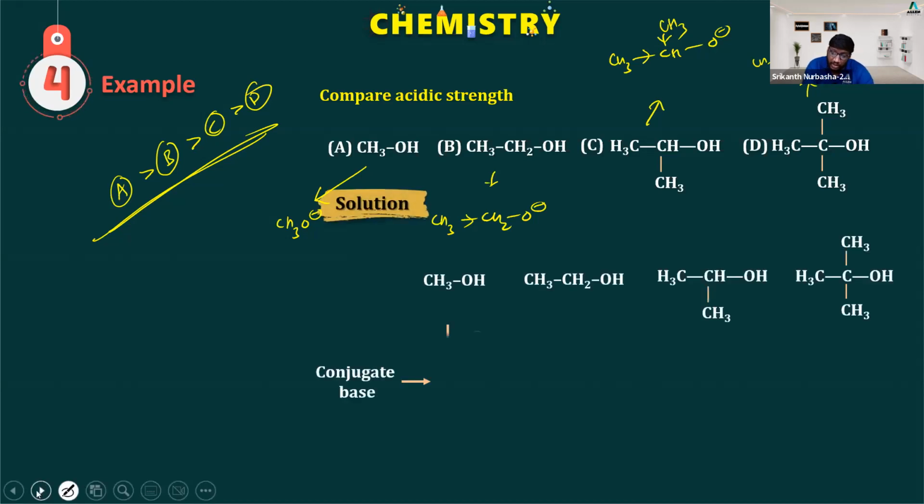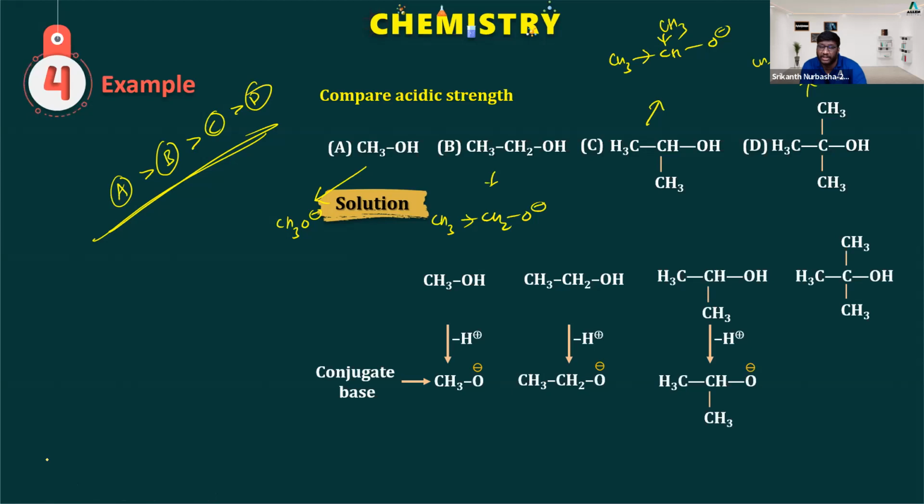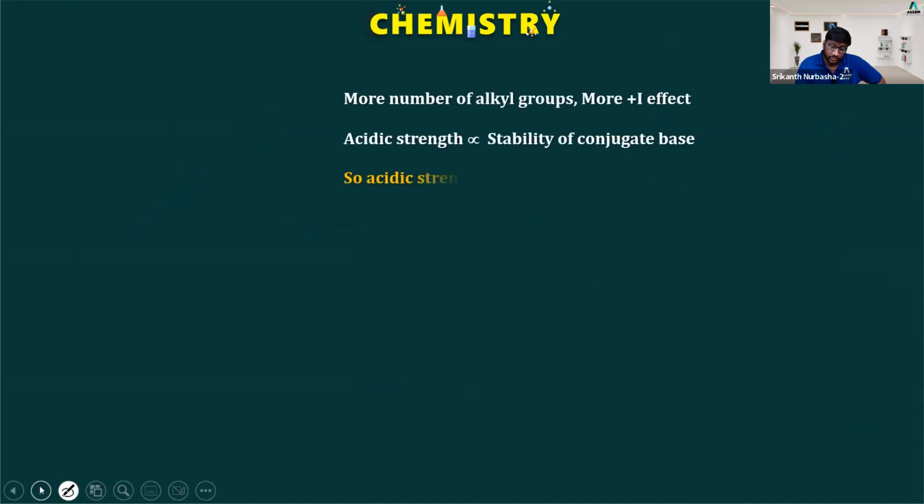Okay, CH3OH, with respect to conjugate base stability I am comparing. So A, B, C, D will be the right order because there is more electron donation. Already a negative charge is there on oxygen, and we are giving electrons, meaning stability will be decreased because of repulsions. So A greater than B greater than C greater than D is the right order of acidic strength. More alkyl groups means more plus I effect. Acidic strength is directly proportional to stability of conjugate base.